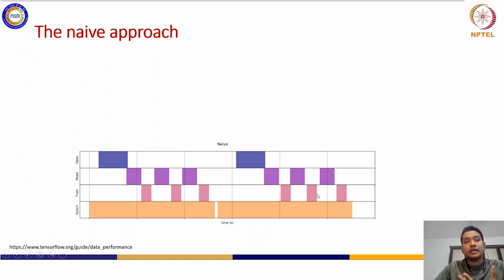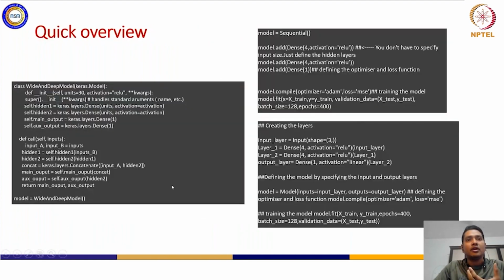This is what happens if you are not doing anything to make the pipeline available. So this is not a pipeline yet. This is sequential, and this is how it will happen if you do not apply the efficient pipelining that is available with TensorFlow. So this is the simple way of defining it.